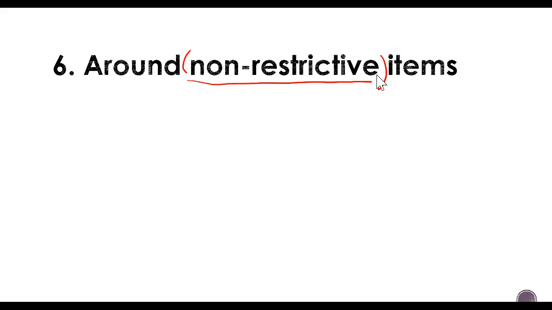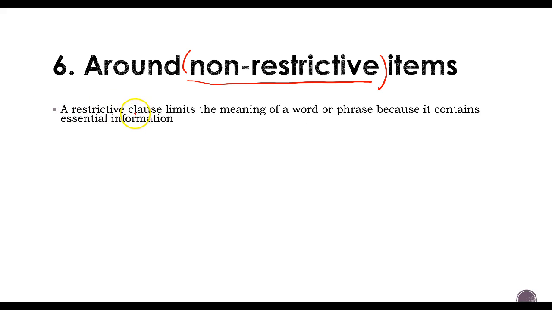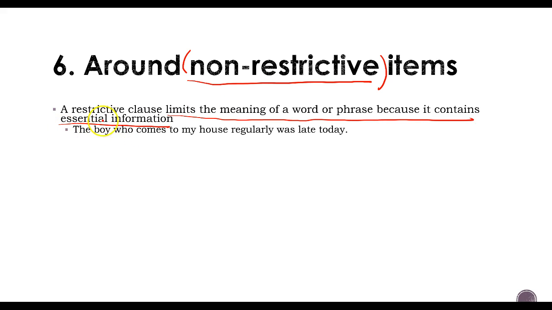Let's take a look at it. So a restrictive clause is a clause that limits the meaning of a word or phrase because it contains essential information. The boy who comes to my house regularly was late. So in this case, the phrase, who comes to my house regularly, is limiting the boy. So the boy was late today is not the same as the boy who comes to my house regularly was late today. This is essential information, so we don't put commas around it because it's a restrictive phrase. So the boy who comes to my house regularly was late today.